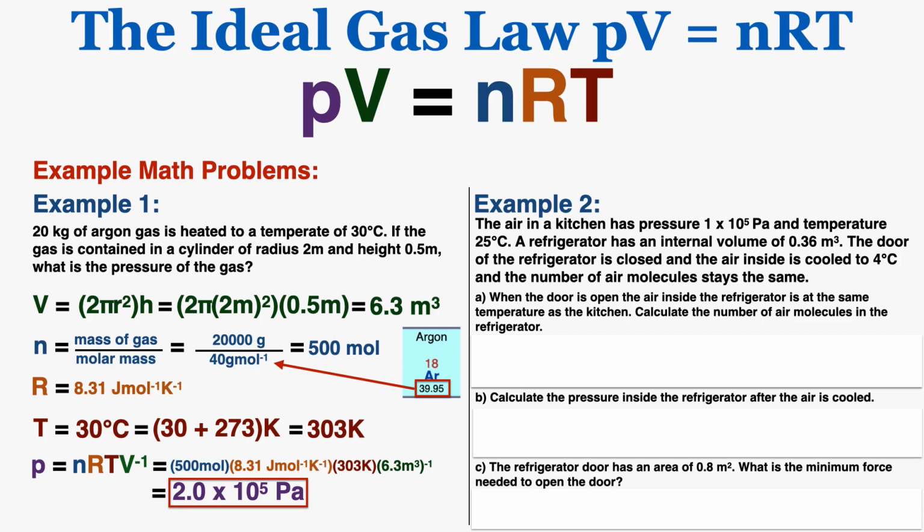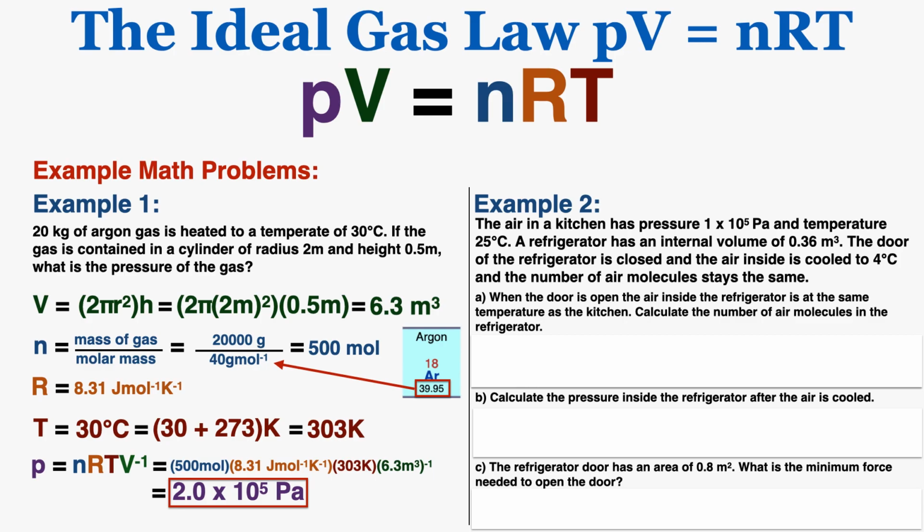The air in a kitchen has pressure 1 times 10 to the 5th pascal and temperature 25 degrees Celsius. A refrigerator has an internal volume of 0.36 meters cubed. The door of the refrigerator is closed and the air inside is cooled to 4 degrees Celsius, and the number of air molecules stays the same.